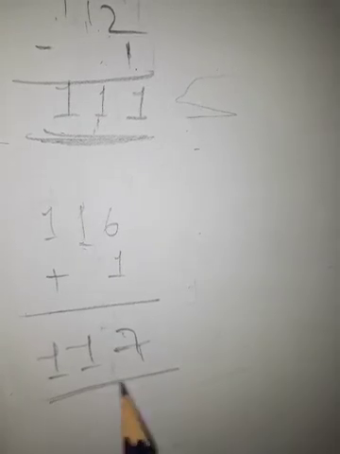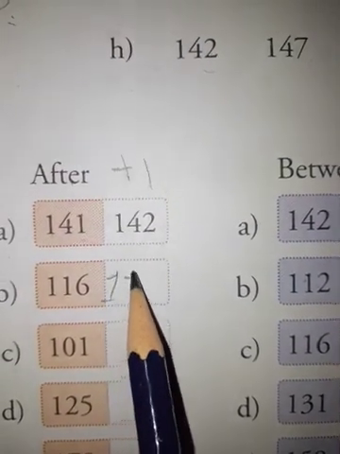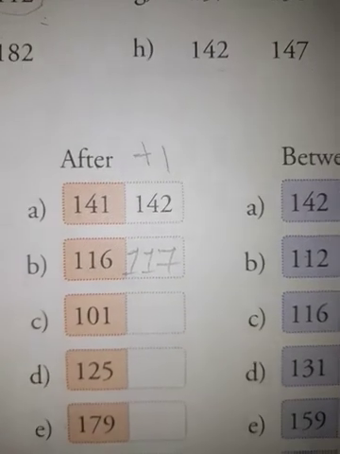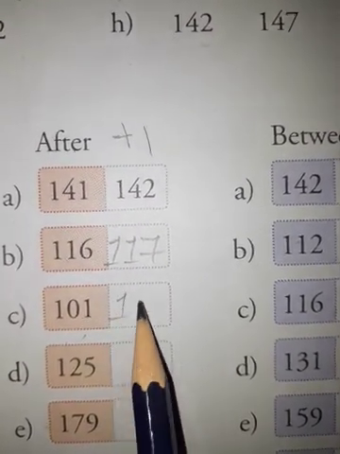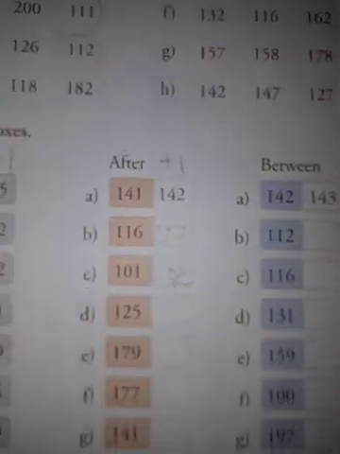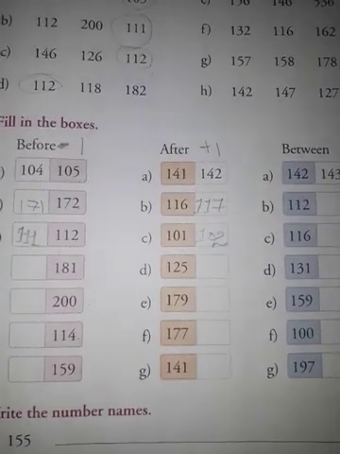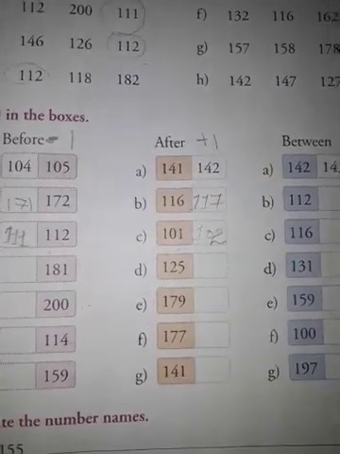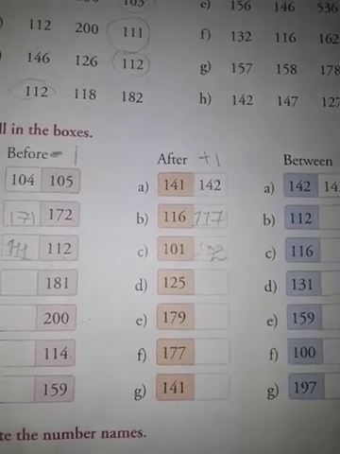So what we get? We get 117. So you write here 117. It's clear to all of you? 101. Increase by 1, add 1, 101. Plus 1, 102. It's clear to all of you? So A, B, C done for you, and D, E, F, G, H, practice with D, E, F, G, H.